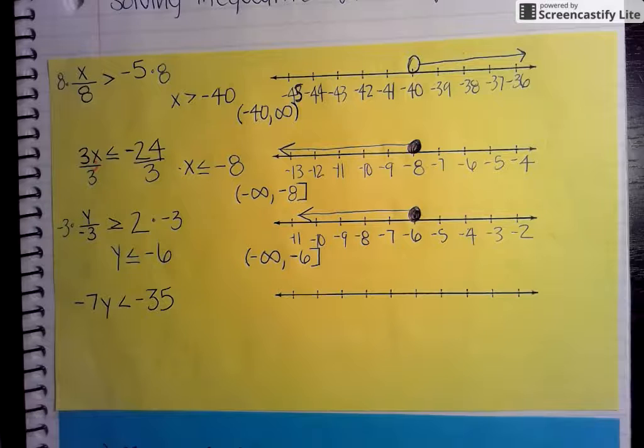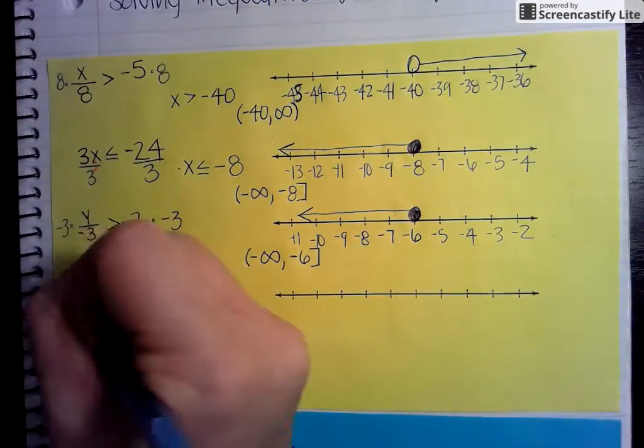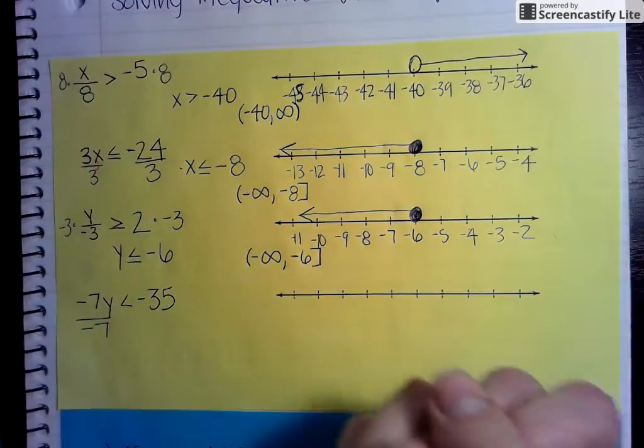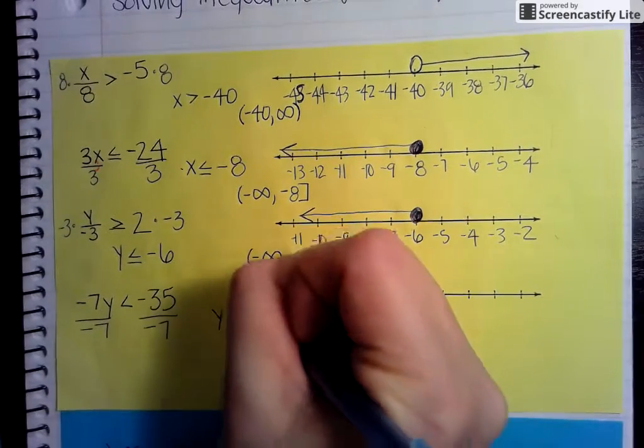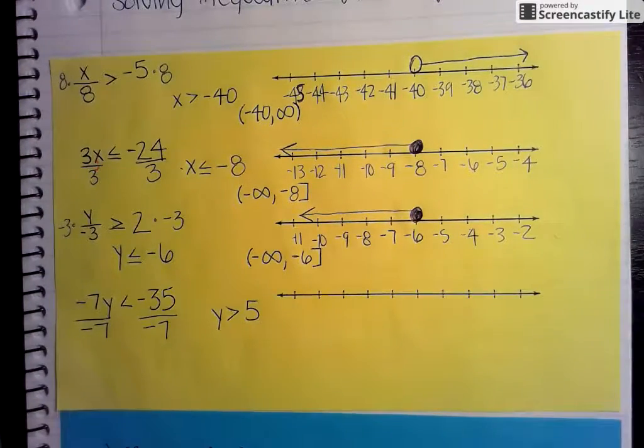Now our last one is negative 7 times y is less than negative 35. So because I'm dividing by a negative 7, I'm going to make sure I flip the sign. So I have y is greater than 5.